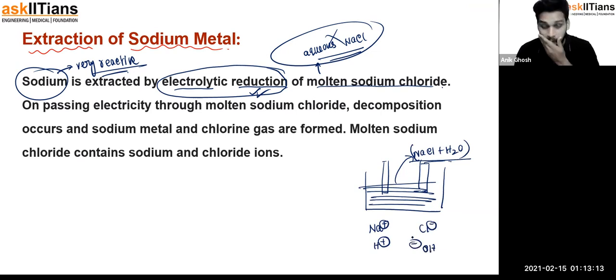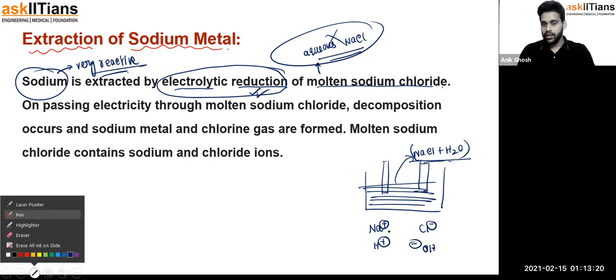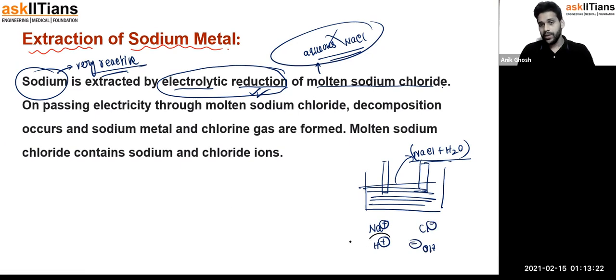And the thing is, in this competition between these two anions and these two cations, what happens is H plus has higher tendency to go to the electrode. So instead of getting sodium, we are going to get hydrogen at one electrode. And at the other one, we are going to get oxygen, because OH minus has greater tendency to get released at the electrode rather than this Cl minus. So if you use aqueous NaCl, this reaction won't work. We need to use molten NaCl.